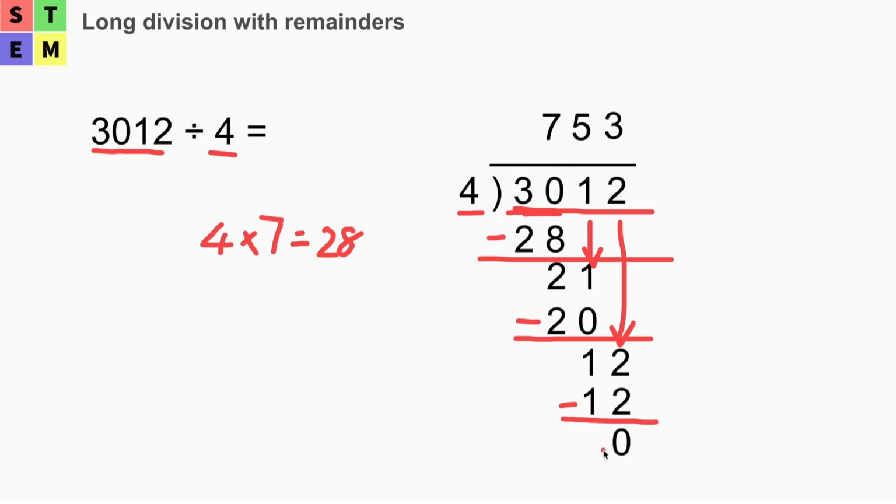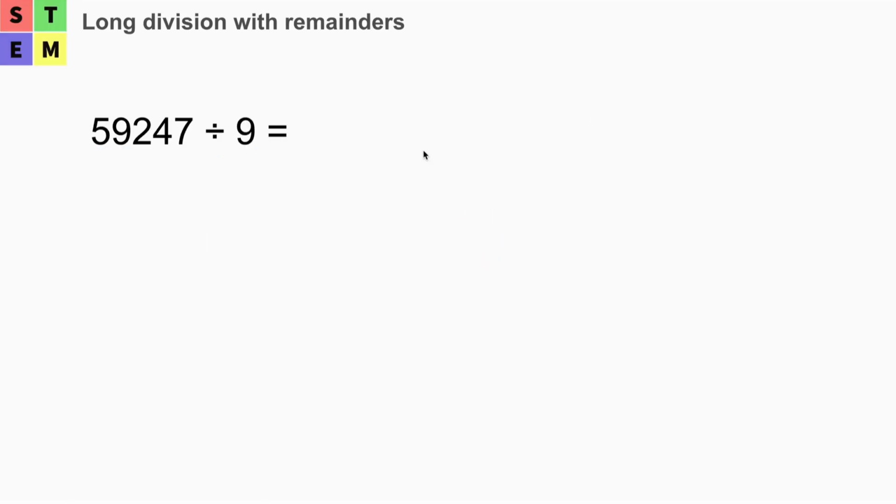So we don't have any remainders, and the result of this division is 753. So let's write it here, and that's the result for our first example. Okay, so let's take a look at our second example.